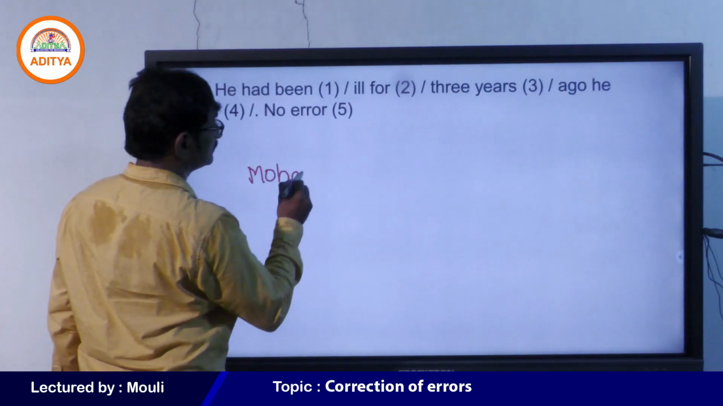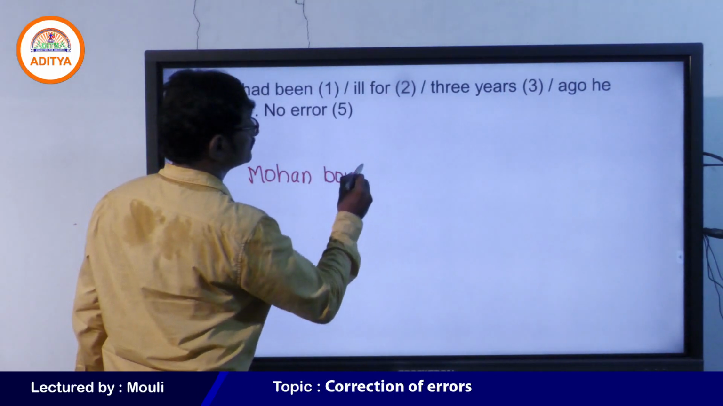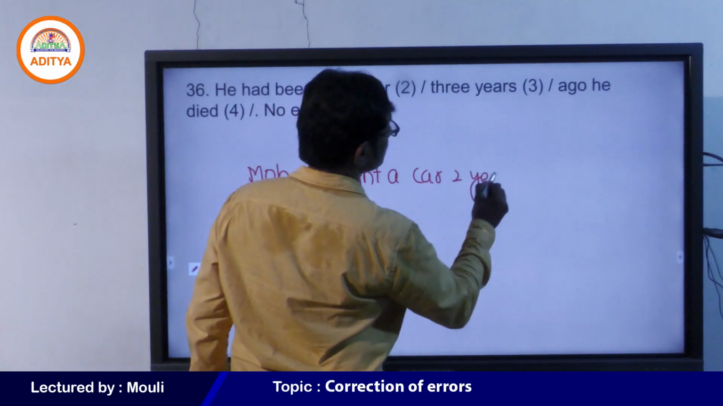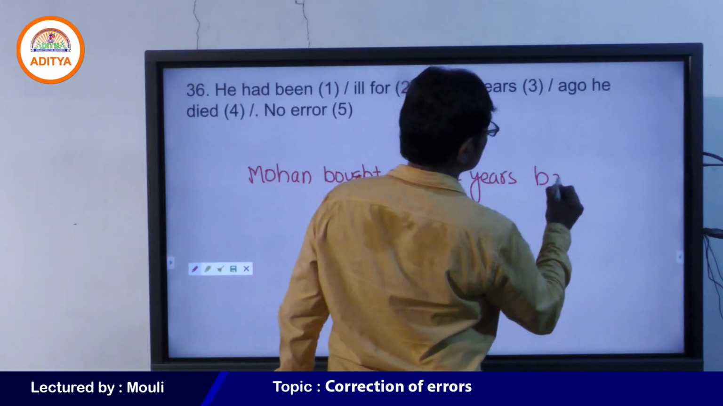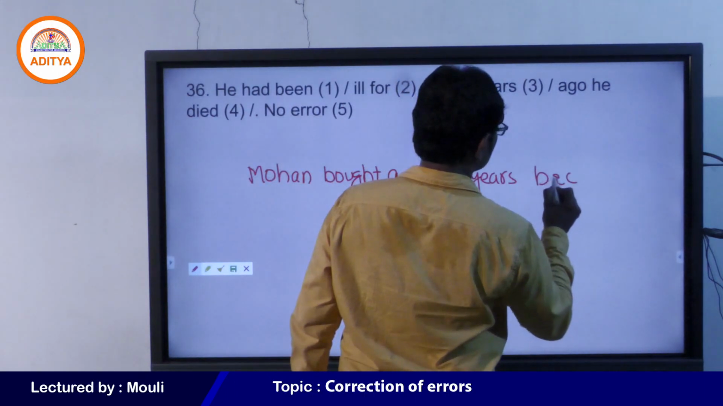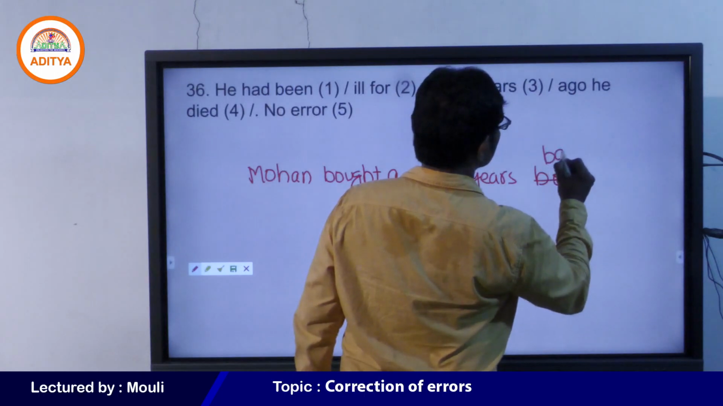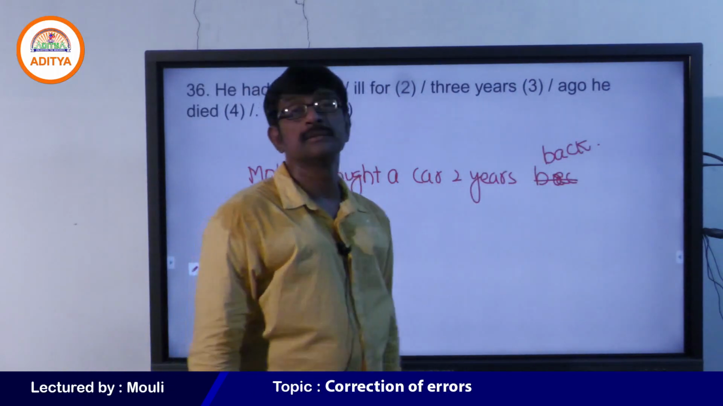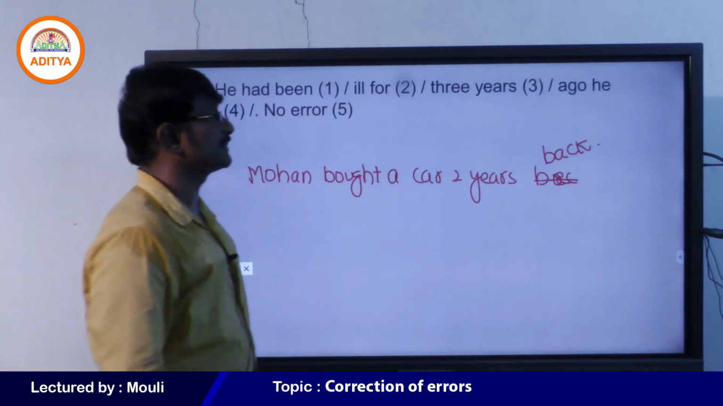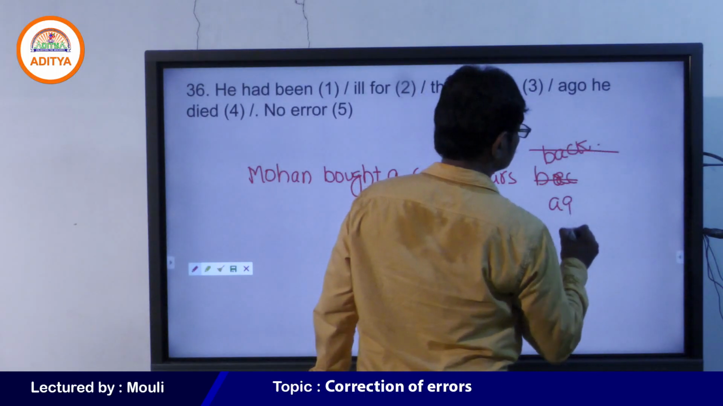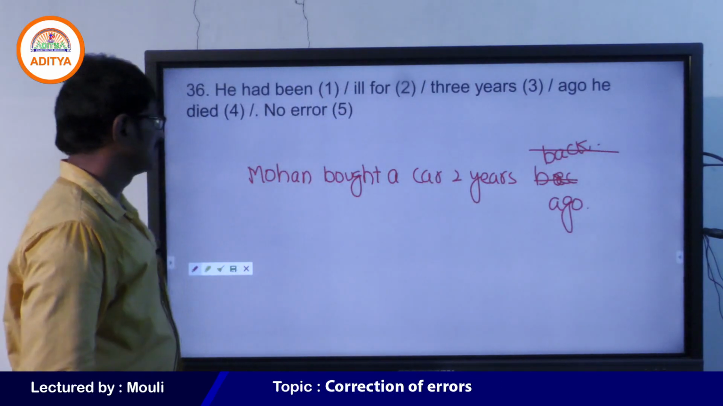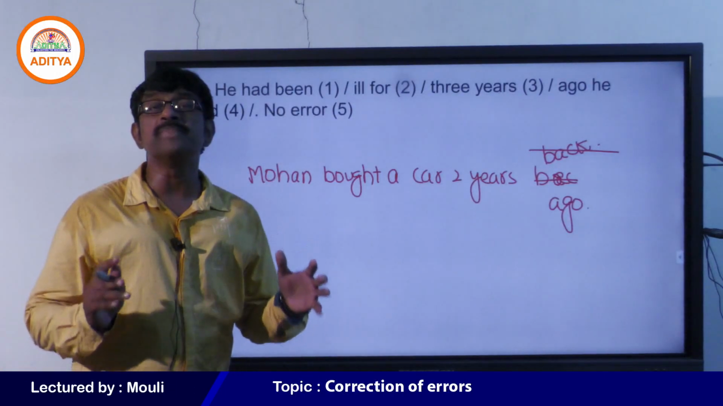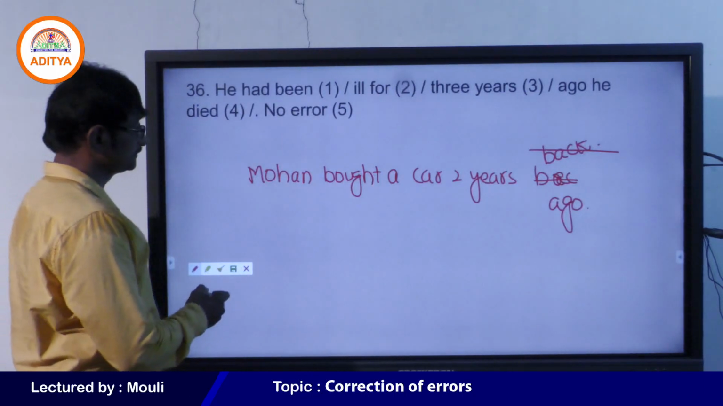Mohan bought a car 2 years back. If you say like this, Mohan bought a car 2 years back, it is not back. Ago. That is okay. Mohan bought a car 2 years ago. It is not back. Now let's go for the next one.